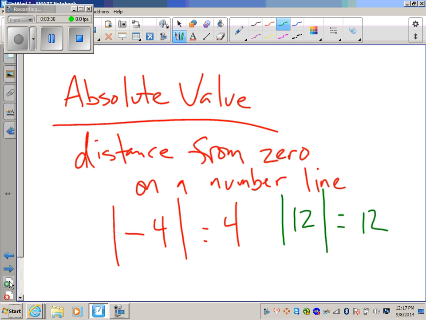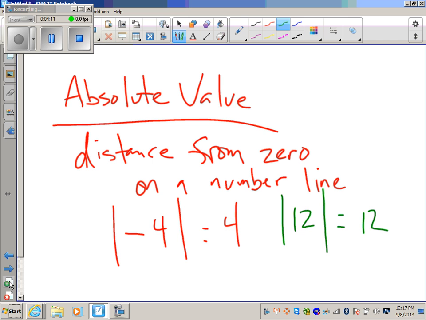Compare using less than, greater than, or equal to. Number 21. 0 is greater than negative 2. Negative 6 is less than negative 3. Negative 14, less than positive 14. 24, negative 23 is less than 0. Okay? Any questions there? Okay?